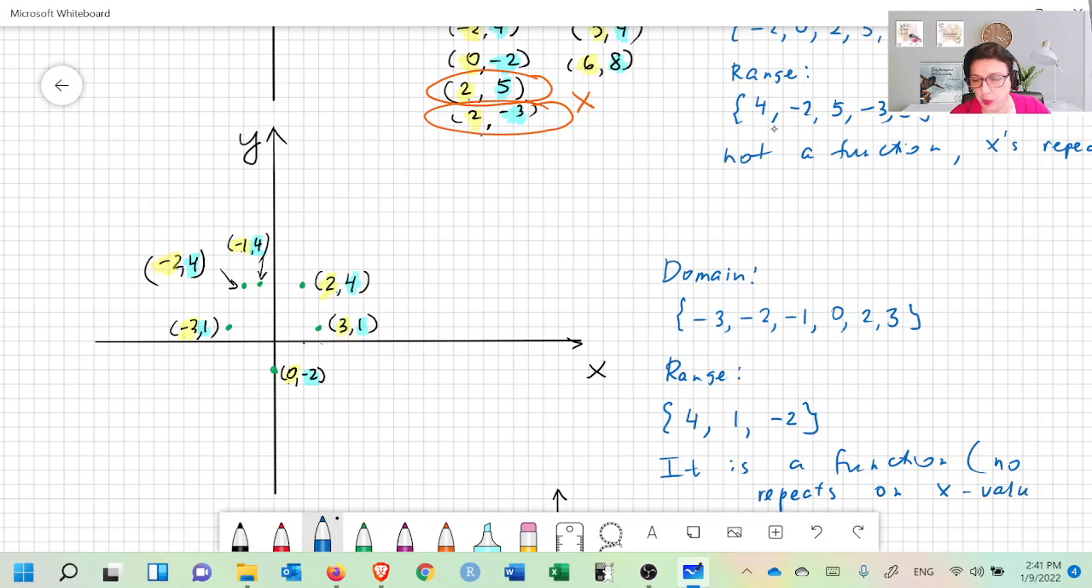And whether there is a repeat on the y's or not makes no difference as far as it being a function. It could repeat y's. That has nothing to do with it. You only look at whether there was a case where, when writing the domain, I had to exclude something because it was already there. If that's the case, then it's not a function. If it's not the case, no repeats in the x values, then it is a function.